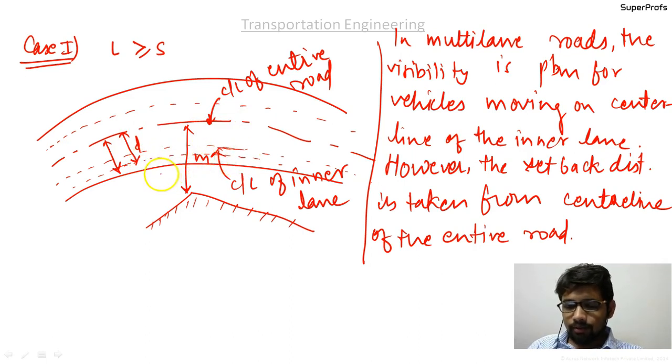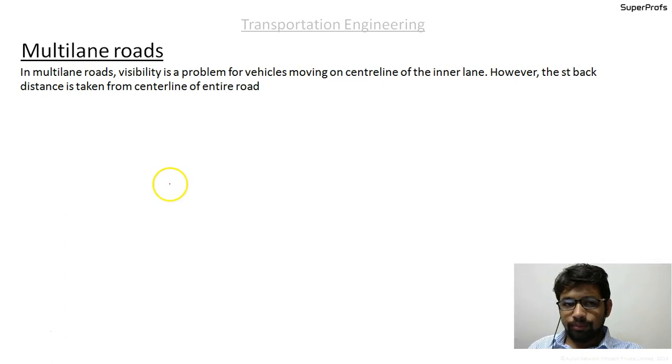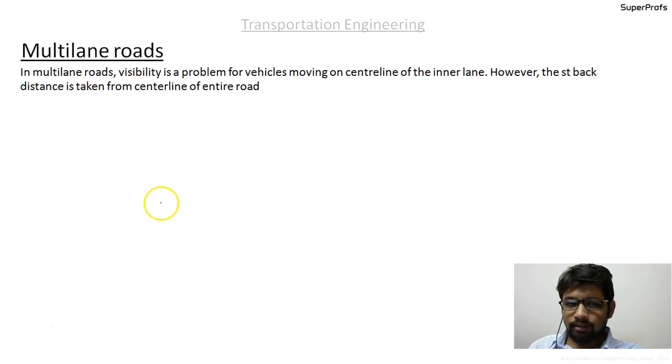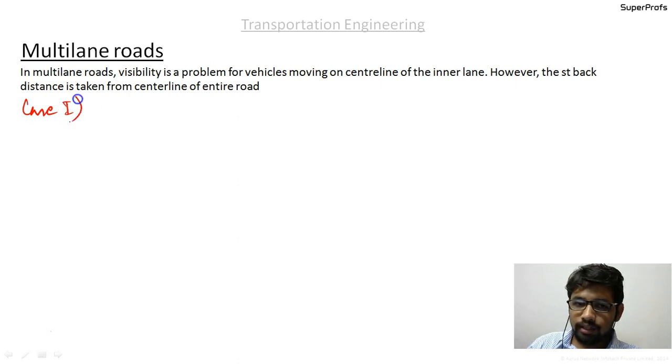So in our problem, there will be some additional term of d, and all the other geometric calculations will remain the same. I'll just elaborate how things will change. So we are considering case 1, where the length of the curve is greater than the minimum required sight distance.